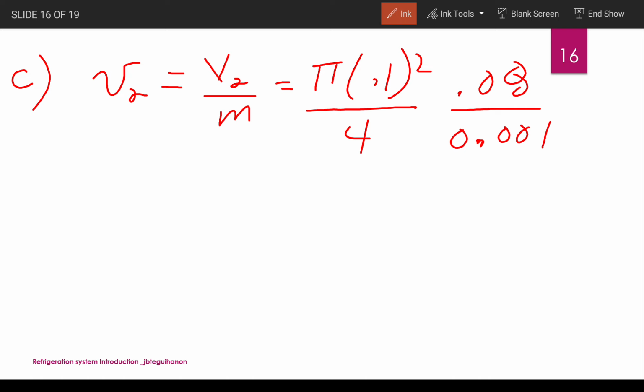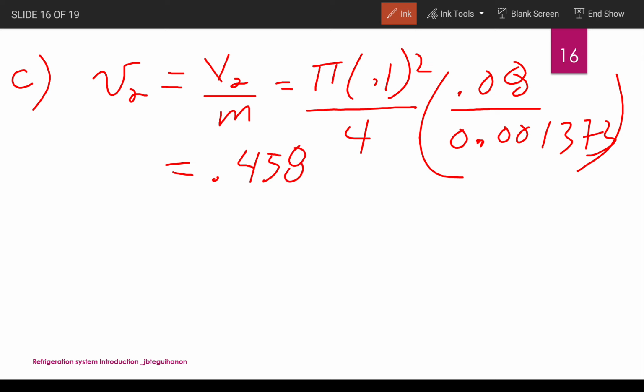1.373. Okay, and that is actually equal to 0.4458 cubic meter per kilogram. Okay, why per kilogram? Because we have expressed this in kilogram, volume per kilogram. Okay, and that is just a specific volume.